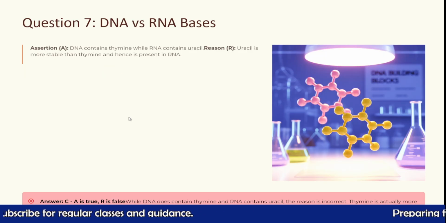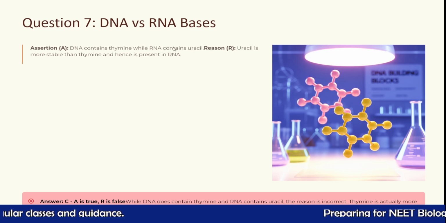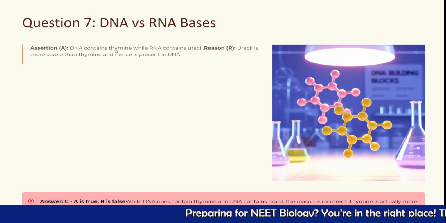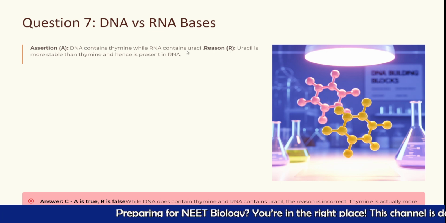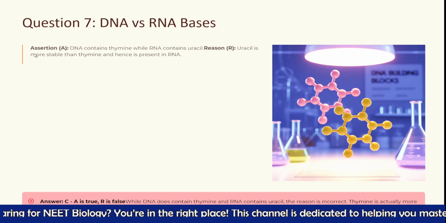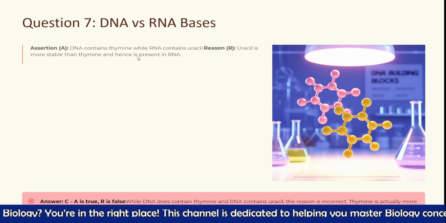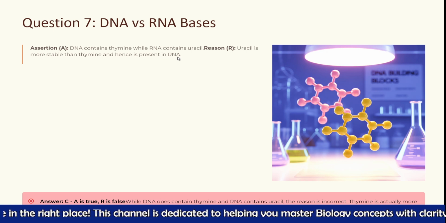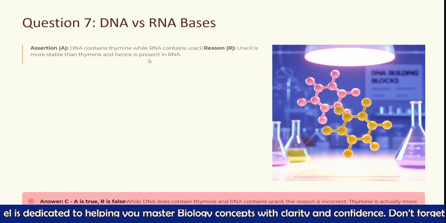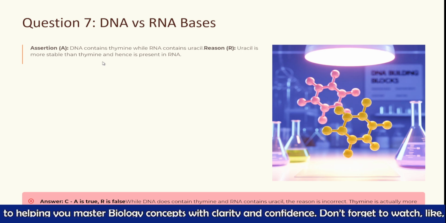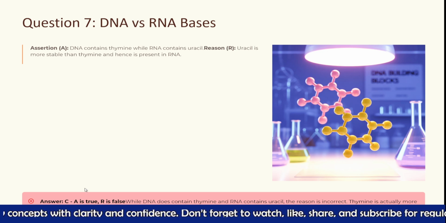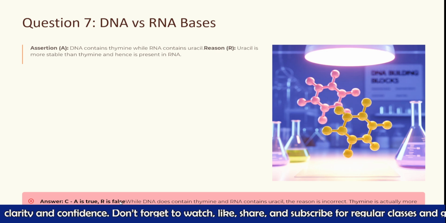Another question. Assertion: DNA contains thymine while RNA contains uracil. DNA contains thymine? Yes. RNA contains uracil? Correct, in RNA the thymine is replaced by uracil. Reason: uracil is more stable than thymine, hence it is present in RNA. It is present in RNA, but it is not stable. Which is more stable when you compare RNA and DNA? That is DNA, because of the presence of thymine. So the second statement is wrong. So assertion is true, reason is false. That is the correct option.